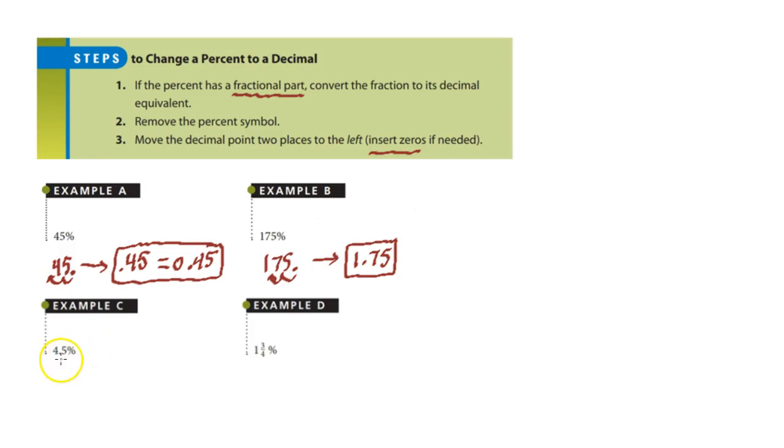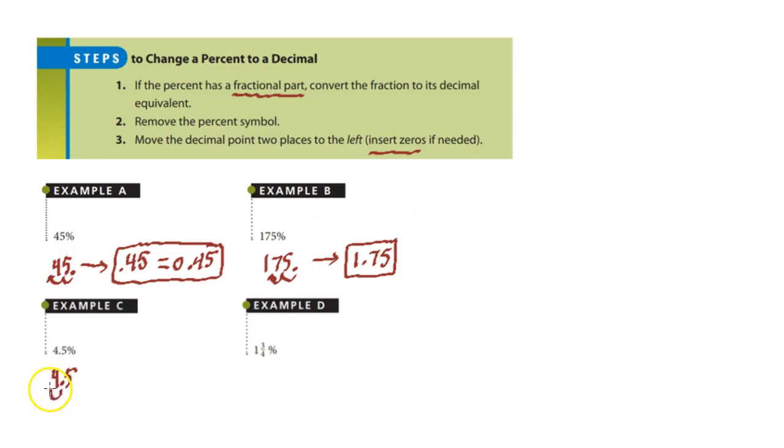Example C. Now, here we have 4.5%. So we do have a decimal already here. We don't have to insert a decimal after that last number, like in examples A and B. We already have our decimal. So in some ways, this can be considered easier. So we'll get rid of the percentage, and we just have 4.5. And then we already have the decimal here. We're going to move this over 2 places.